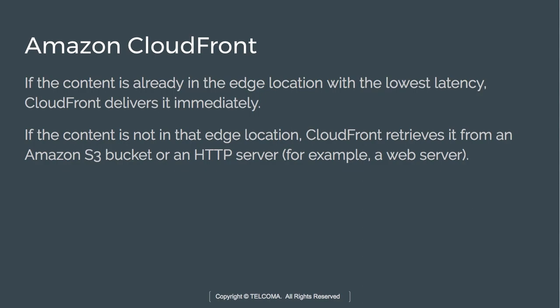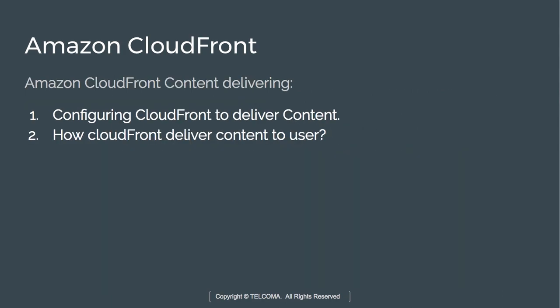A CDN allows us to easily increase the scalability of a website or any mobile application in response to peak traffic spikes. So it is used to deliver web content using Amazon's global network of edge locations. It supports HTTP, HTTPS, HTML files, images, JavaScript, CSS files, audio, video, and media files. So now we will look at configuring CloudFront to deliver content and how it delivers content to the user.